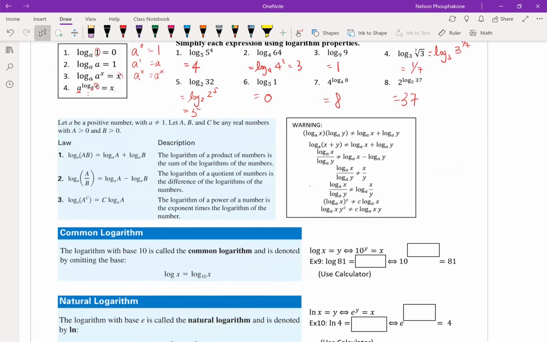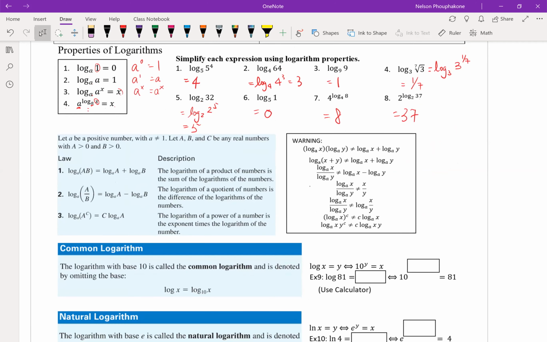Okay, so now the next one I would like to talk about is the 3 laws. With these 3 laws right here, a lot of students actually make mistakes. Sometimes they see something similar, and then they create their own rule to deal with log. That's why it is sometimes hard for students to finish the problem. And so, again, I have some warning here.